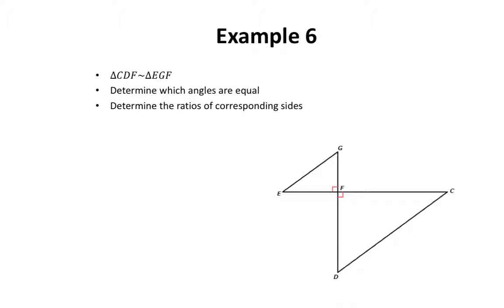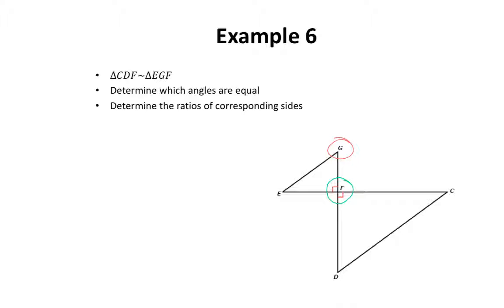In our last example, we are told that triangle CDF is similar to triangle EGF. We want to determine which angles are equal, and we want to determine the ratios of corresponding sides. So let's start with the angles. Right off the bat, we know that angle F in both triangles is 90 degrees. Therefore, those two angles are equal. However, figuring out the other angles is a little bit tricky.